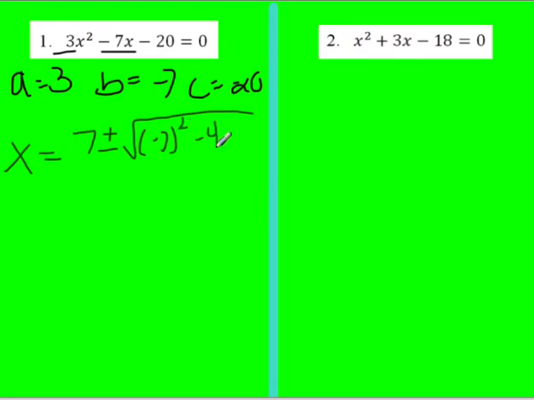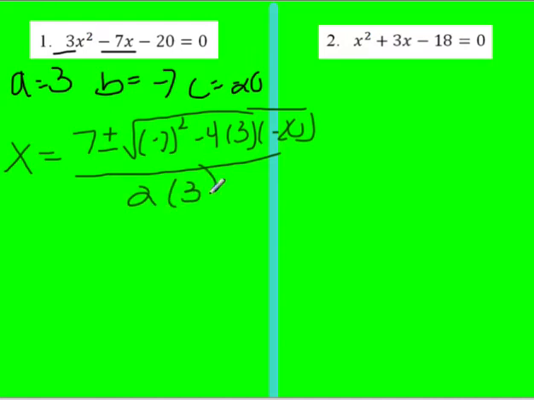That 4 is a part of the formula. It will always be there. Times a times c. And then all of that is over 2. That 2 is part of the formula times a. So all I did was plug in each of those numbers where they showed up in the formula.